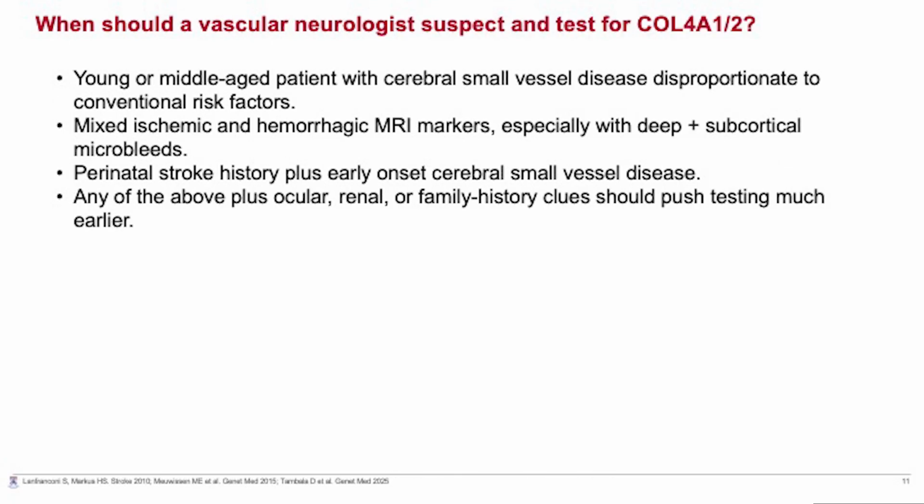So if a patient hasn't had genetic testing, hasn't already been referred with a known diagnosis, when do we think that we need to test for COL4A? A young or middle-aged patient with small vessel disease, again, disproportionate to the conventional risk factors that we see in the older patient population. If we see mixed clotting and bleeding signs on the MRI, if there's a perinatal stroke history and an early onset small vessel disease, again, small vessel diseases are those lacunar, subcortical, deep white matter injuries. And any of the above with eye or kidney or family history clues really should push us to test very early on.